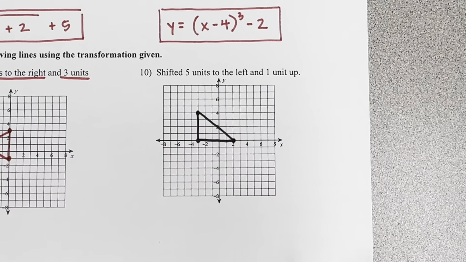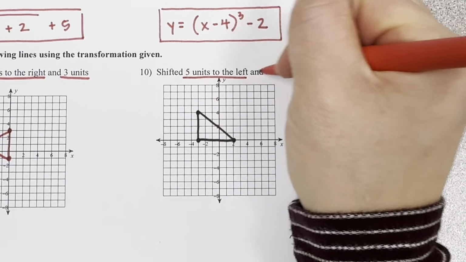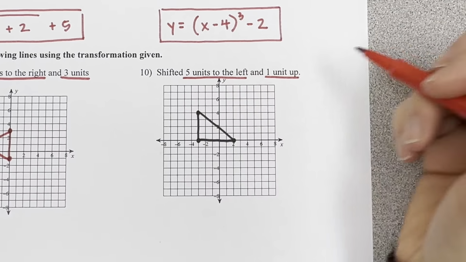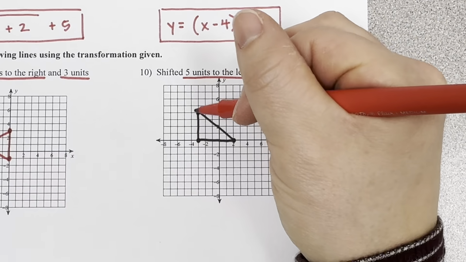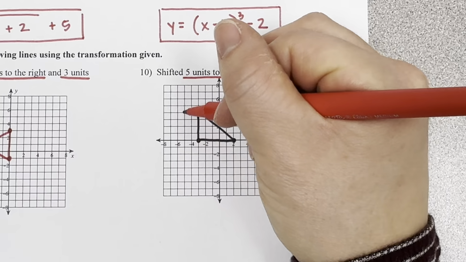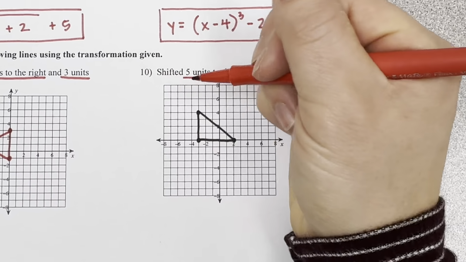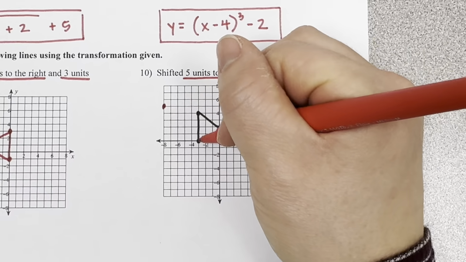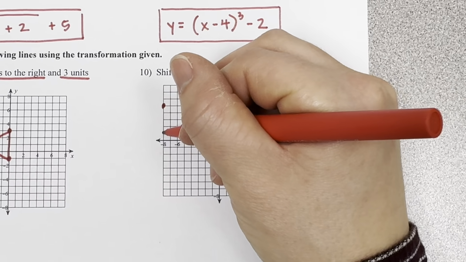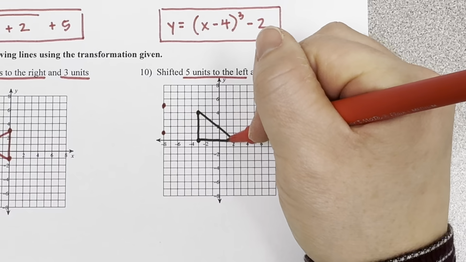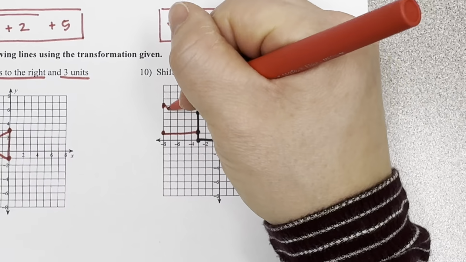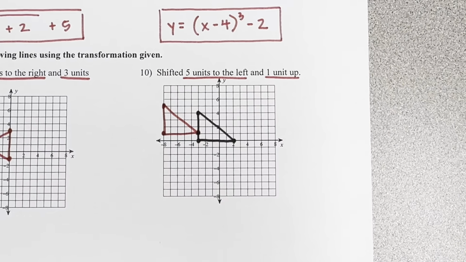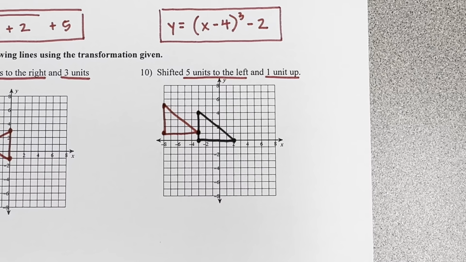Awesome, let's do that one more time. Shifted 5 units to the left and 1 unit up. Take each one of these points and move it 5 to the left and 1 up. So I have over here, 5 to the left, 1, 2, 3, 4, 5, and 1 up. This guy, 1, 2, 3, 4, 5, 1 up. And my last guy, 1, 2, 3, 4, 5, and 1 up. Connect those points, and you are done. Same shape, it's just been moved to the left and up. And there we go.